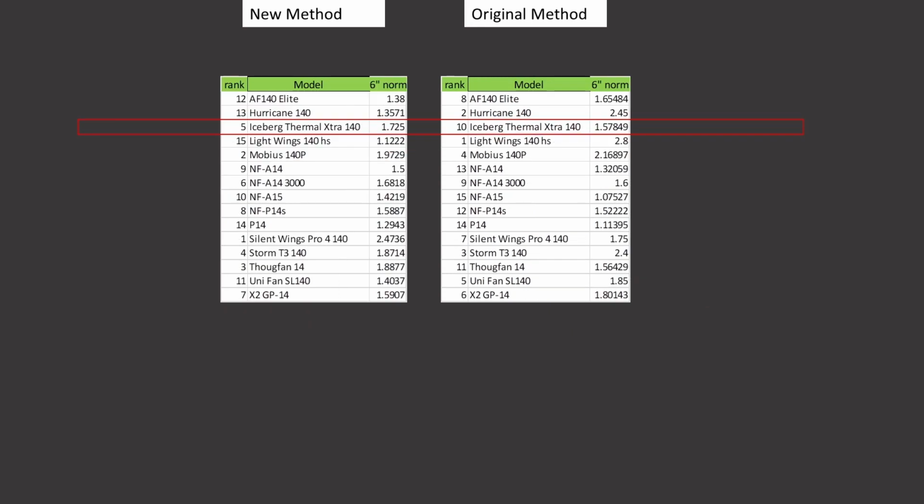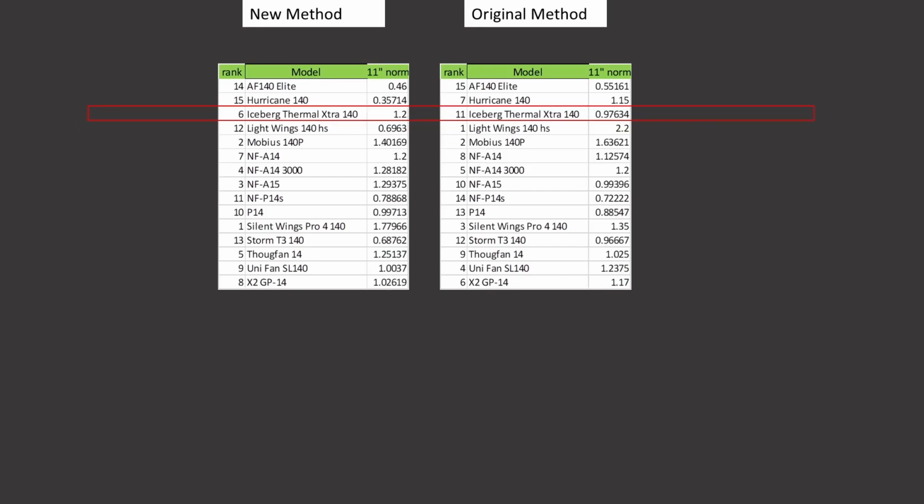And moving on to the case simulation test. It was originally ranked 10th, and now it is ranked 5th. And this is noise normalized values at the 6-inch mark. Moving on to the 11-inch mark. It was originally ranked 11th, and now it's ranked 6th. Again, noise normalized.